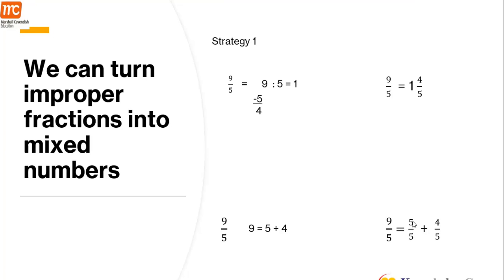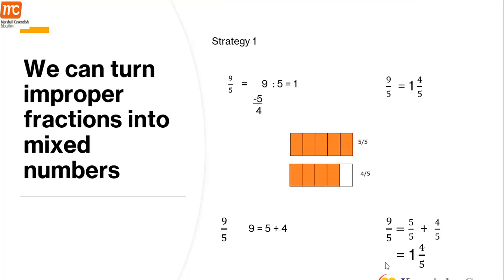9/5 is the same as saying 5/5 plus 4/5. And 5/5 is a whole, because when you have a numerator and denominator that are the same number, it's telling you that it is a whole. So 5/5 turns into 1 because I have one whole there. And then I just add the fraction. And you can see it like this right here. It's pretty much the same. You can choose which strategy is easier.